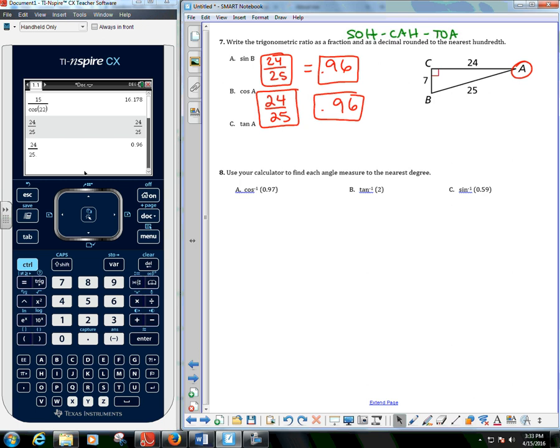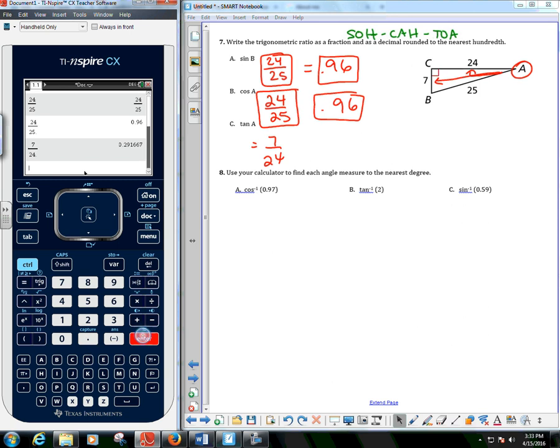How about tangent of A? Tangent is opposite over adjacent. So opposite of angle A is 7. And adjacent, well, 24 and 25. 25 is the hypotenuse, so that's not what we're using. We're going to say over 24. So now I'm going to divide 7 by 24, hit the decimal point, and hit enter. And now I've got this long thing that I need to round, and it says to the nearest hundredth. So I look at the third digit. It is not big enough to make the 9 change. So this is now approximately 0.29. So those are my two answers for that.